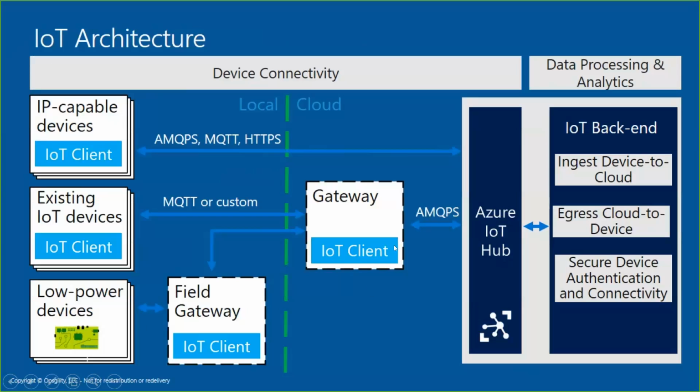So you can go with the gateway. You can say that this is my IoT client, the field gateway that you have, a low power device or anything. You're going to make sense of it here. And you're going to connect the device towards the Azure IoT Hub. You can move on with data processing and analytics. You can take up the backend. You can ingest the device data towards the cloud. You can also egress cloud to device, and you can securely connect the device with authentication or connectivity. So this security layer falls on the 3-1 which I was speaking about here.